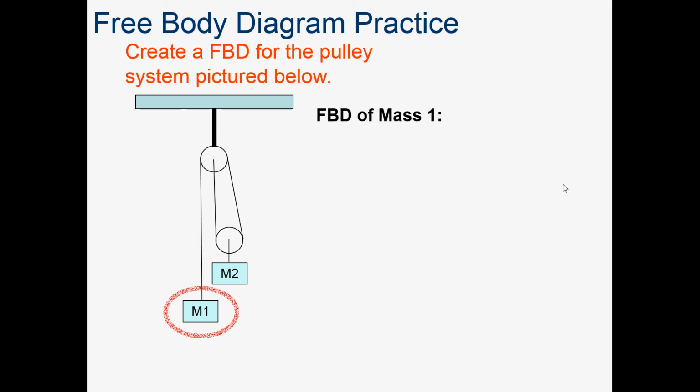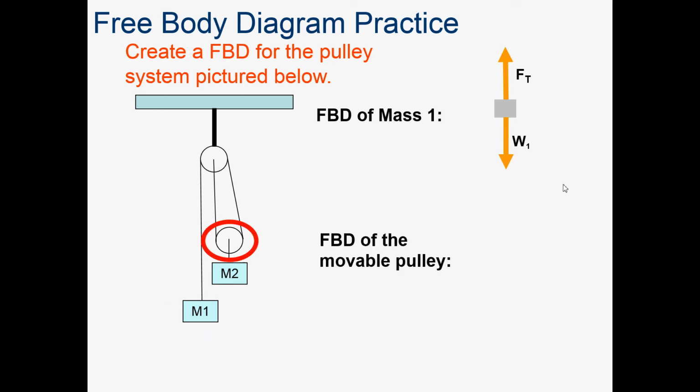So let's go ahead and look at this pulley system. We have a couple of weights hanging. We have mass 1 and mass 2. Mass 1 is hanging from a simple string, so its own weight is pulling down, and the tension in the string is pulling it back up. That one's pretty straightforward.